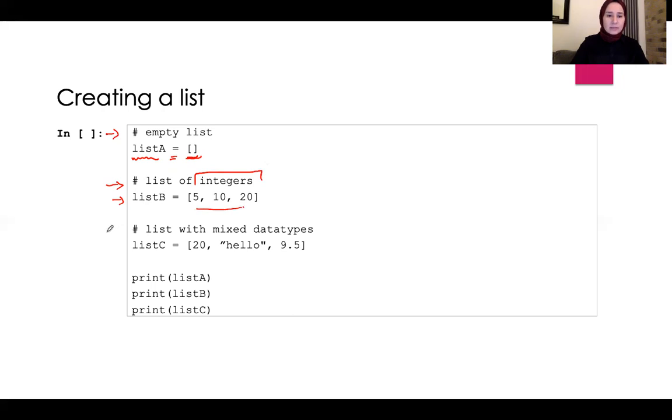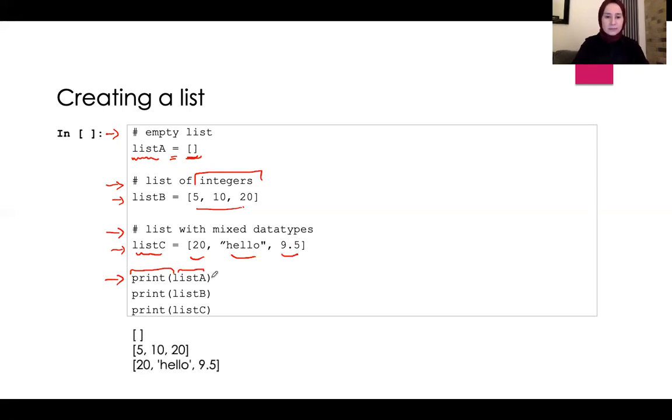It is also possible to create a list with mixed data types. In list C, the elements are different data types: we have an integer, a string, and a float. To print the elements of your list, we use the print function. When you say print, put the name of your list here, then close the parentheses. This will print your list.